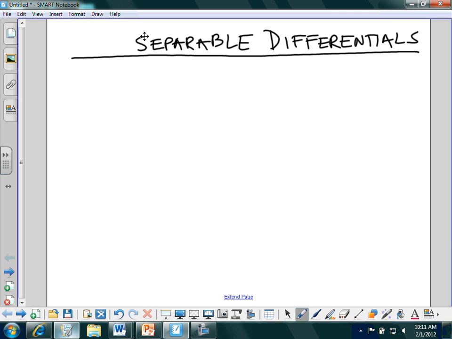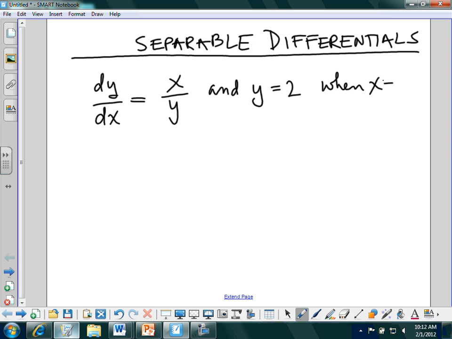Okay. So here's an example of one that is called separable, and hopefully you'll see why it's called separable. I'm going to do a couple of them from the book. dy/dx is equal to x over y, and y equals 2 when x equals 1. Okay, so this is an example of a separable differential equation.